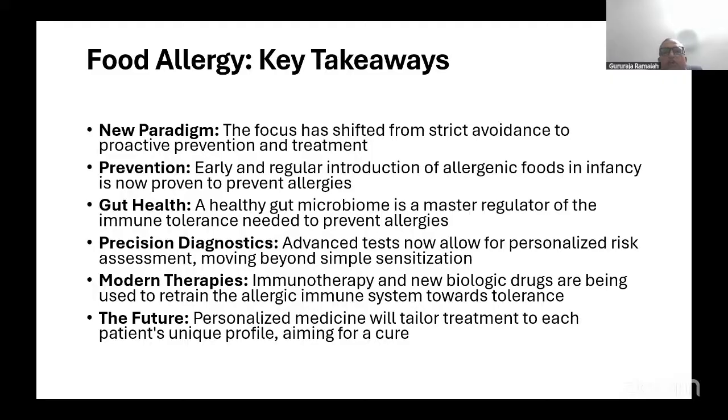Precision diagnostics: advanced testing now allows for personalized risk assessment, moving beyond simple sensitization. Modern therapy: immunotherapy and new biologic drugs are being used to retrain the allergic immune system towards tolerance. The future: personalized medicine will tailor treatment to each patient's unique profile, aiming for a cure.